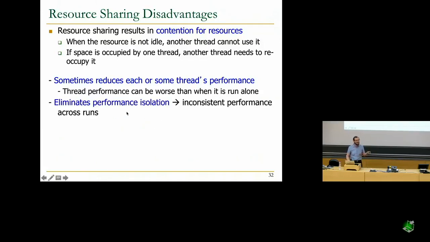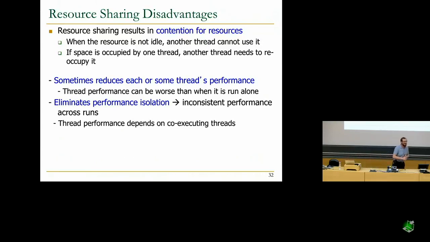This eliminates performance isolation, and you get inconsistent performance across different runs of the program. And thread performance now depends on what you're concurrently running with. So imagine a cloud computing system. You actually sent your application to Amazon's cloud, and you want some performance. In one run, you send the exact application, and exact input set, you expect the exact amount of time.